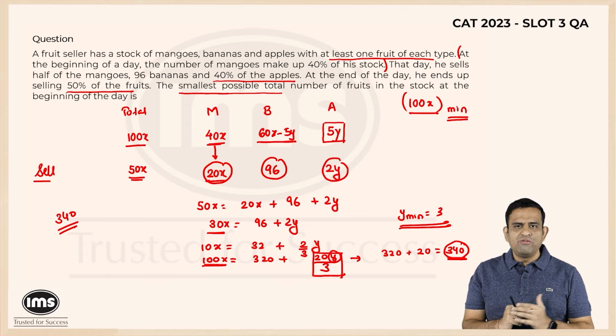So 340 is the required answer for this particular question. Overall, many of you will find this particular question to be on the difficult side, and this will fall under the bracket B or a C for me.